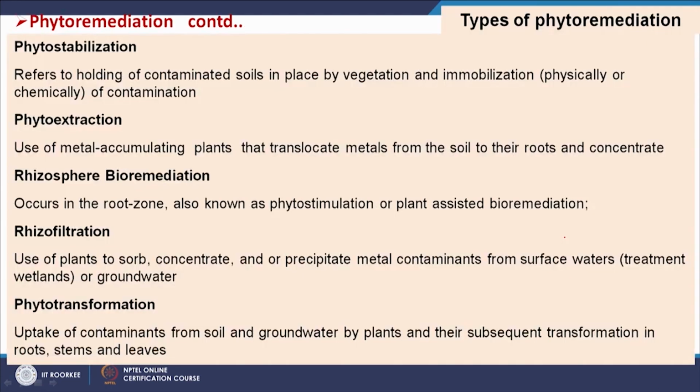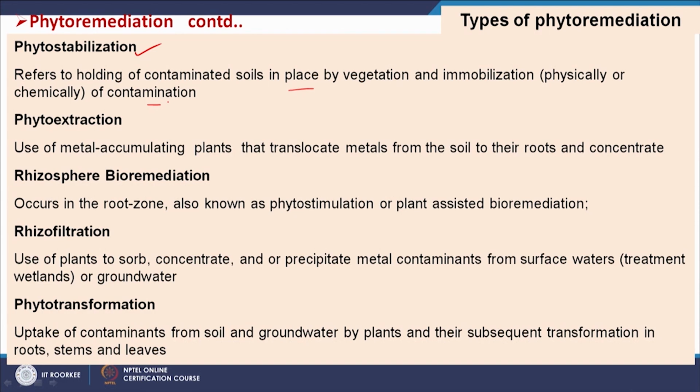Phytoremediation methods may be of different types, and we will be seeing those types here. So, phytostabilization refers to the holding of contaminated soils in place by vegetation and immobilization, physically or chemically, of contamination. For more understanding, we can say that biochar is also used in soil as a soil conditioner. That can also capture heavy metals and other pollutants and keep them in the soil, but they are not available to the plants.